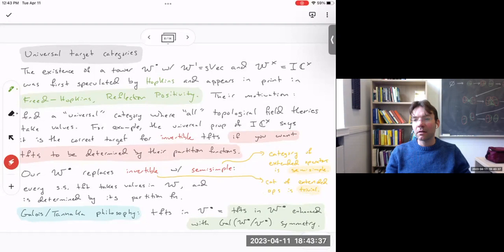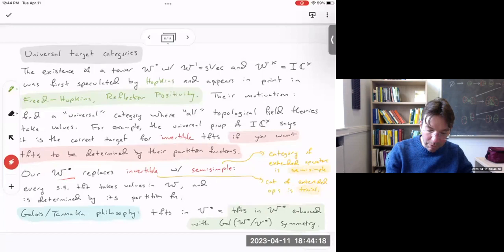This is just a spectrum. It's not a category. It doesn't have non-invertible stuff in it. So it's not the right world for doing non-invertible field theory, but it is the right world for doing invertible field theory, for doing invertible phases of matter. Moreover, it's correct in the sense that if you tell me any partition function of an invertible phase of matter, then I can find a unique fully extended invertible phase of matter valued in IC cross. And the way you should think about our W that I built with Reuter is that what we've done is we've upgraded from invertible to semi-simple.